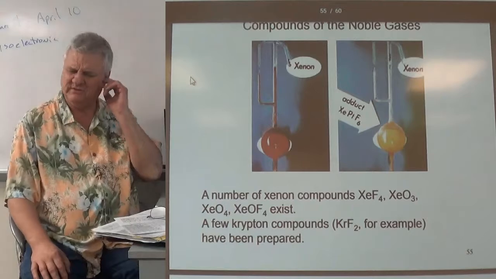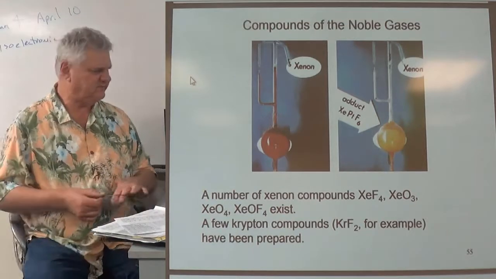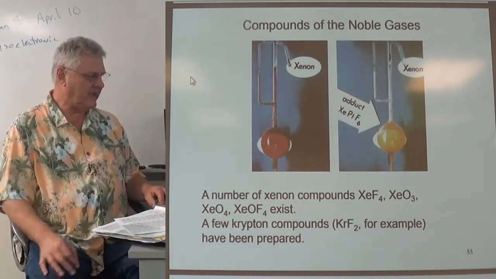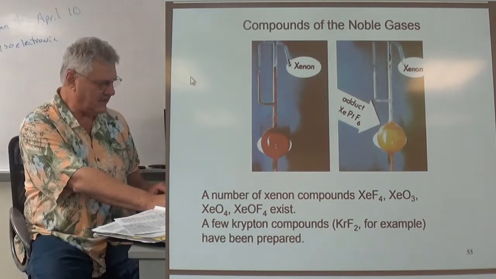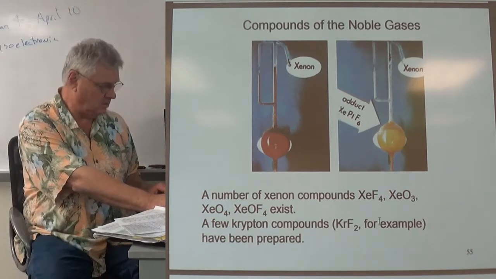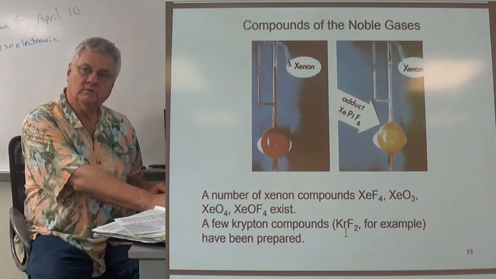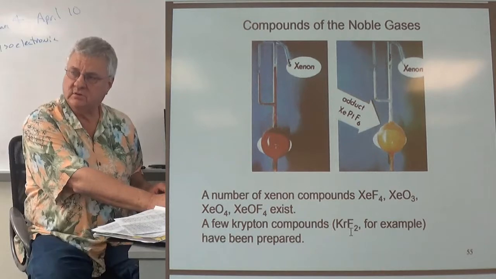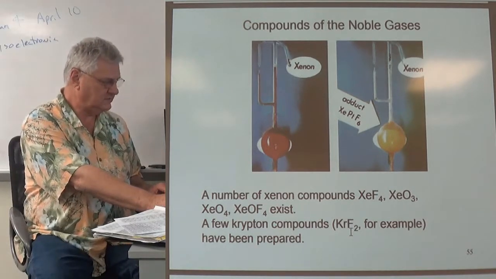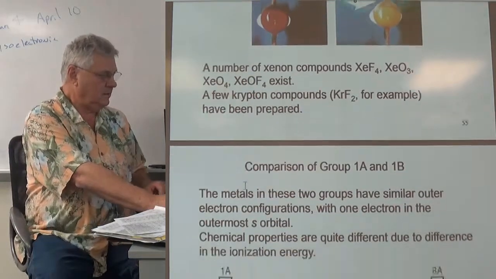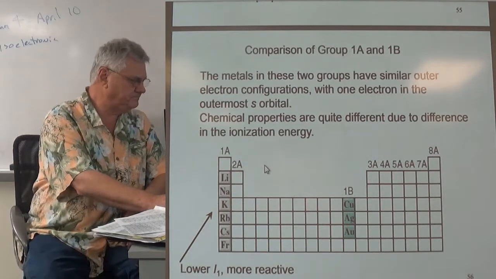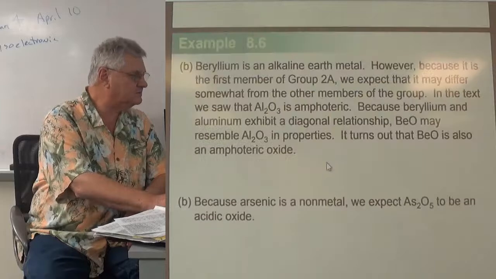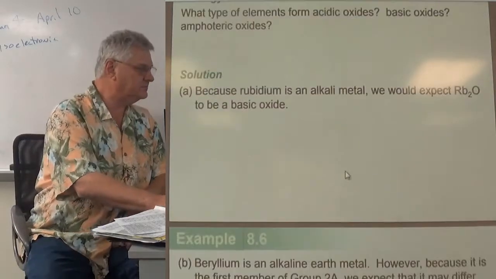Even though in nature, generally speaking, we don't find noble gases in compounds much or at all, we have made derivatives in the lab of xenon and krypton. So it's possible to make compounds. But by and large, the noble gases are so stable, they exist in nature as atoms. I'm going to skip through this, and I think that's really all there is to this chapter.